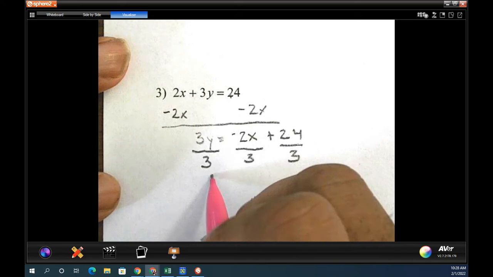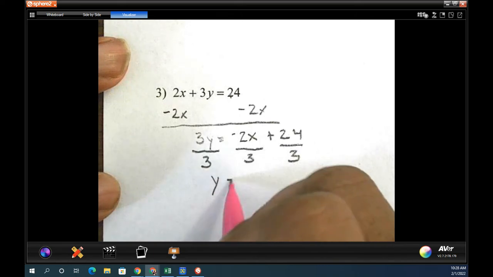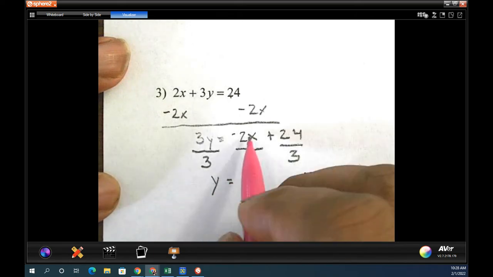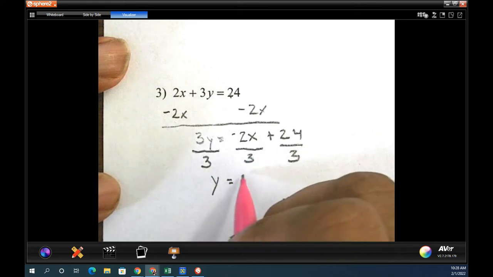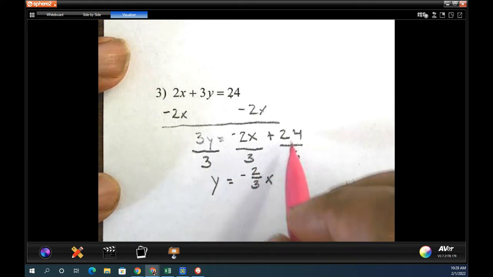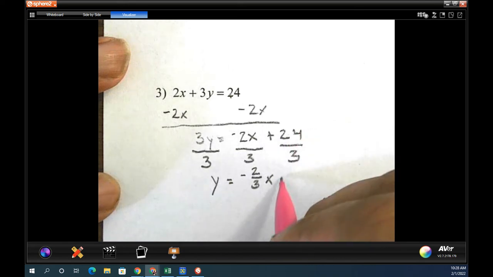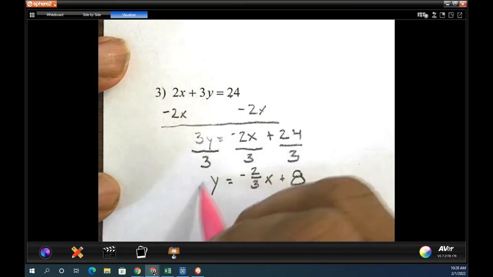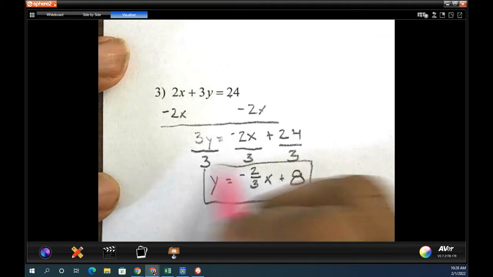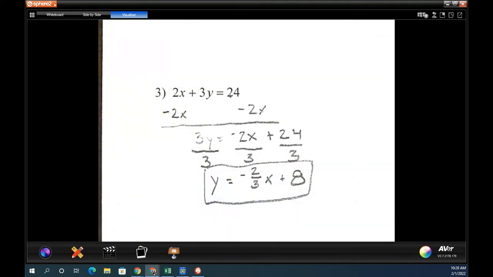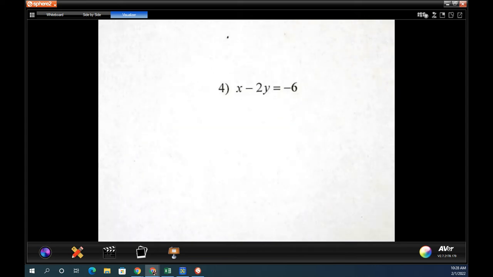So it's y equals negative 2 over 3, doesn't reduce, so it's negative 2/3 x. Don't forget the variable. 24 divided by 3 is 8. There we go. Where the slope is negative 2/3 and the y-intercept's at 0, 8. All right. Now, number 4, my favorite type. Play with that one for a second.